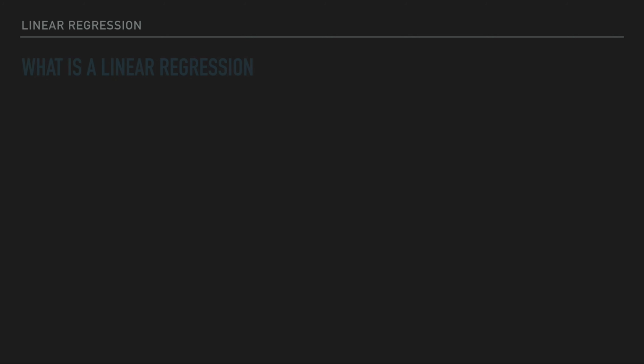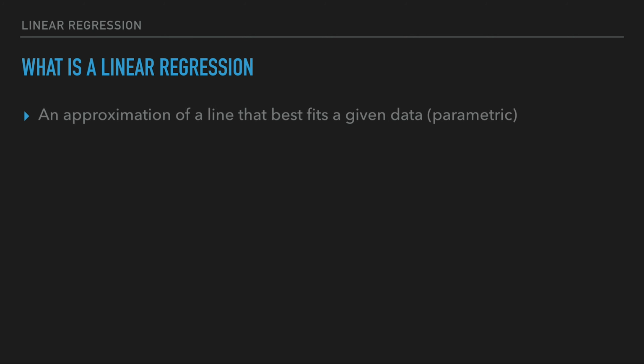So, first we need to know what a linear regression is. A simple definition of a linear regression is an approximation of a line that best fits a given data. So the linear regression is a parametric model, which means that it takes some parameters in order to predict something. Another definition for this would be a linear model that best fits a given data. This data could be thought of as training data.